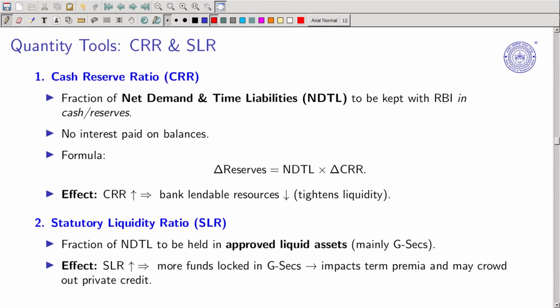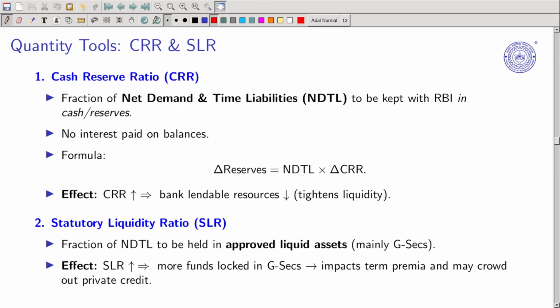Now, the second is about the quantity tool, which is about the CRR, cash reserve ratio, and SLR. As I mentioned, if you are depositing 100 rupees with the bank, and suppose RBI mentions that 5% of that amount has to be kept in cash form, not in gold or any government securities, then 5 rupees will be in the form of cash. So, a fraction of net demand and time liabilities, NDTL, which is the total worth of the bank.